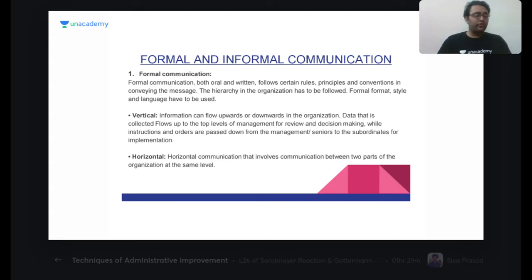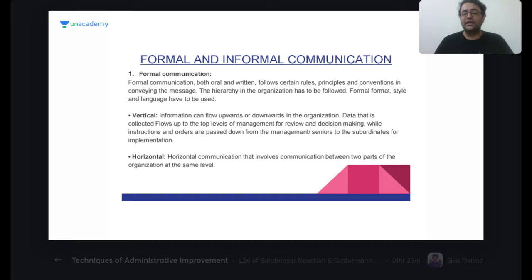Okay, now let's move to the other mode of communication, that is formal and informal communication. Like I said, formal communication is for formal instances or when you're speaking to people elder to you, or people senior to you, or in a very serious and formal environment. Formal communication, both oral and written, follows certain rules, principles, and conventions in conveying the message.